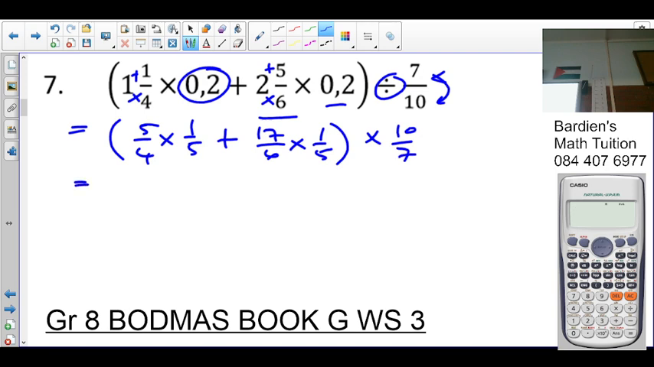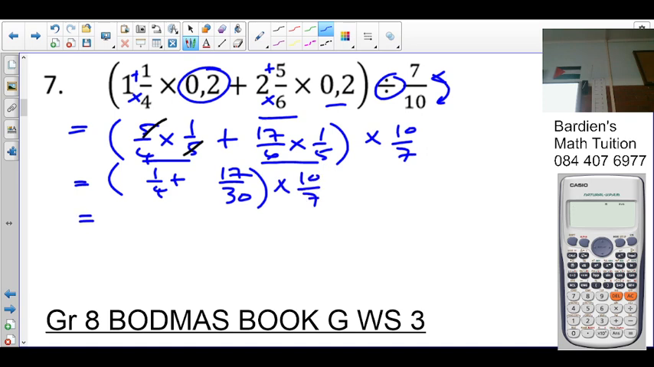What needs to be done first? Multiplication. So you see I'm going to retain that bracket there. 5 cancels 5. So it's 1 over 4 plus. Is there anything I can cancel here? No. So it's 17 over 30. Times 10 over 7. The numbers are fairly big in the sum. And there's a whole worksheet actually so far. That's fine. Because all the others were fairly small.